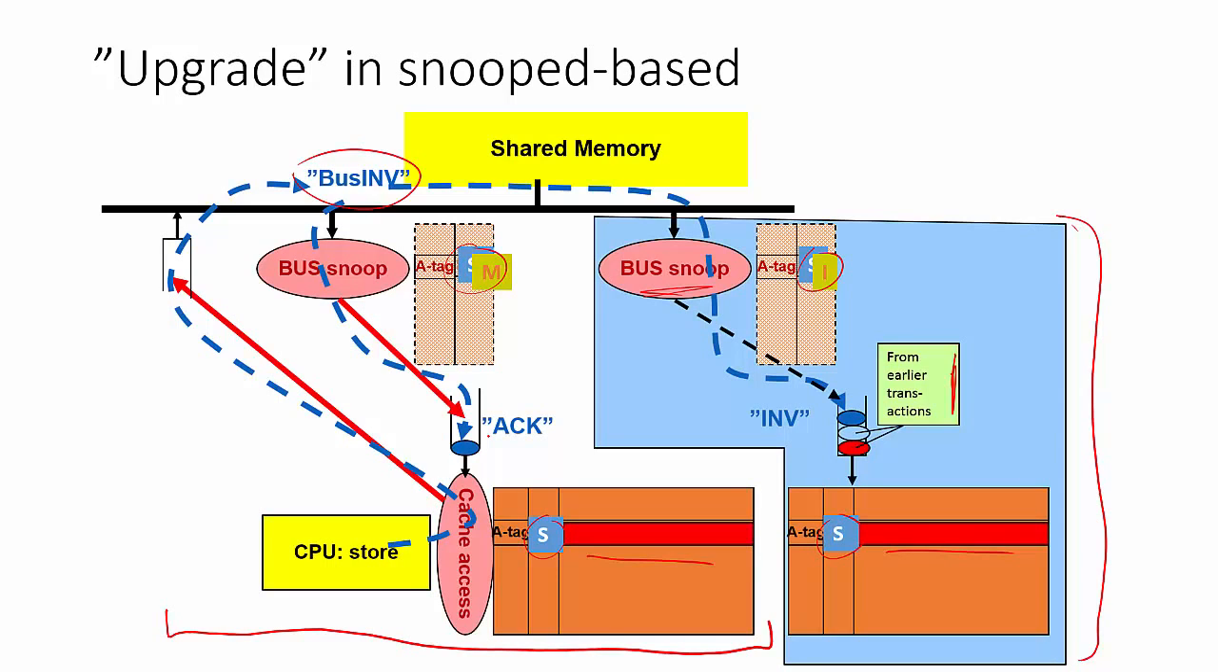This also means that we can go from shared to modified state in the obligation state. This is what we have promised to do. As soon as the other core snoops here, it will also change its obligation state to invalid. And it will put this invalidation pill in the queue behind the earlier transactions, and eventually it will be processed.